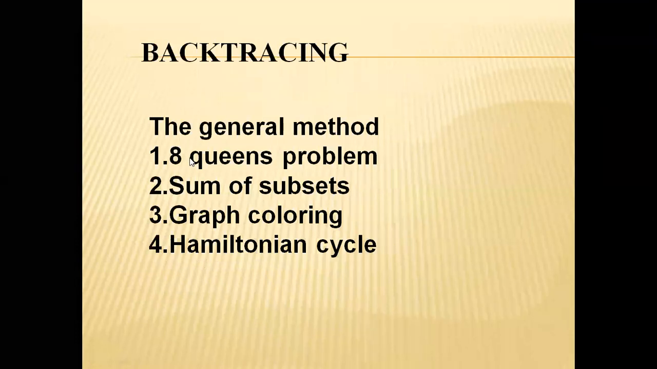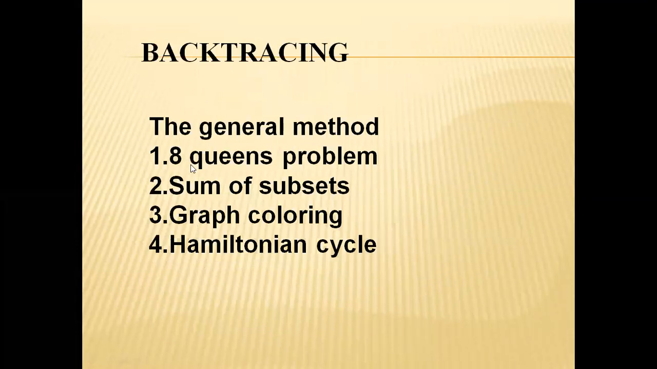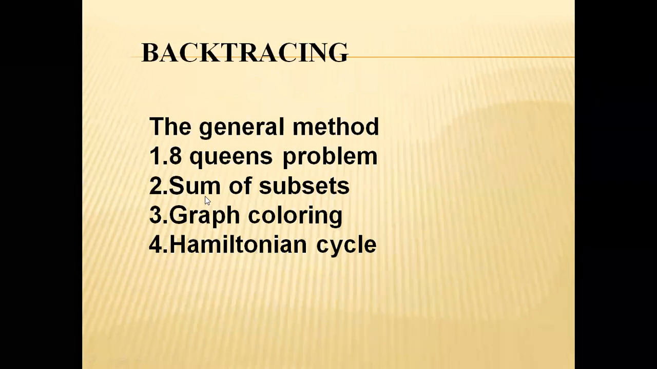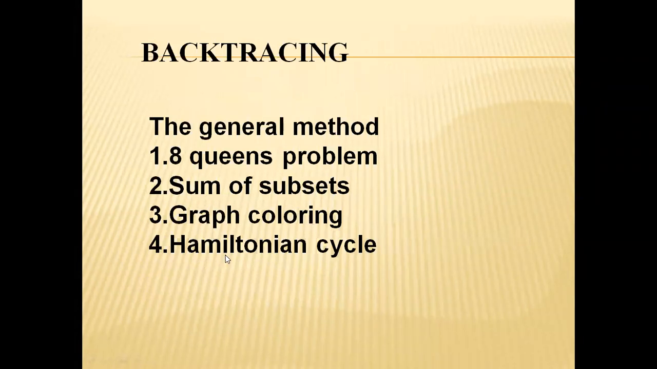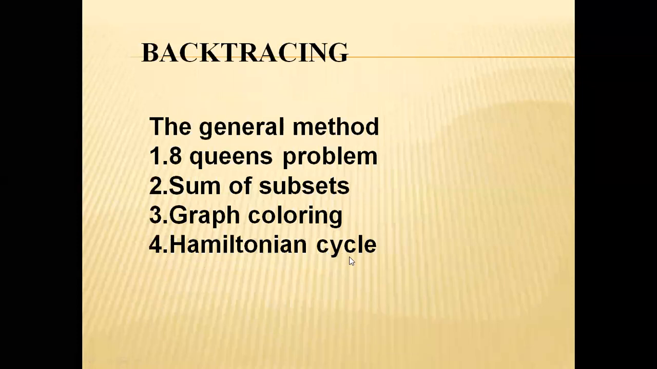In backtracking, there are four problems. The first one is the eight queen problem. The second one is the sum of subsets problem. The next one is the graph coloring problem. The next one is the Hamiltonian cycle problem.